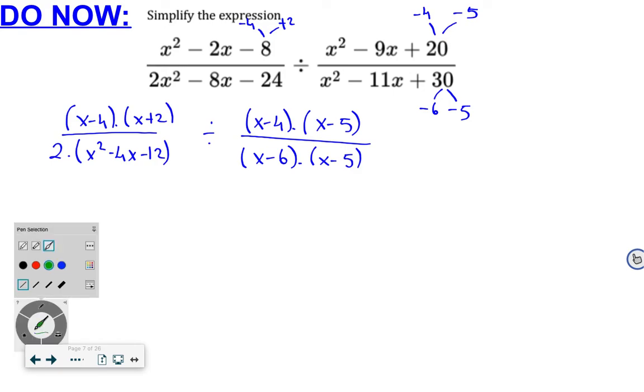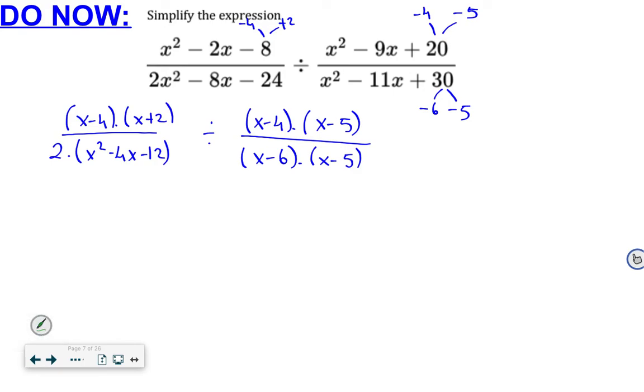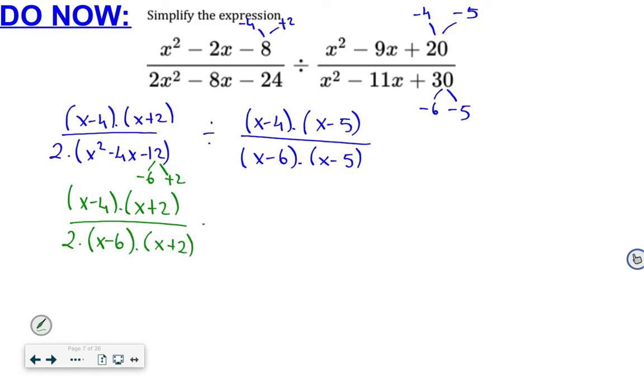You can find the result by using the keep, change, flip method. (x minus 4) times (x plus 2) over, when you factorize this, you will get negative 6 and positive 2. 2 times (x minus 6) times (x plus 2). Change, and then flip. (x minus 6) times (x minus 5) over (x minus 4) times (x minus 5).